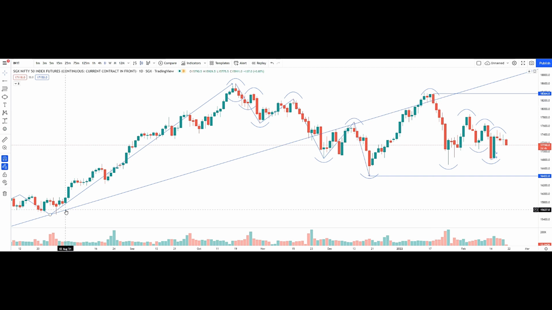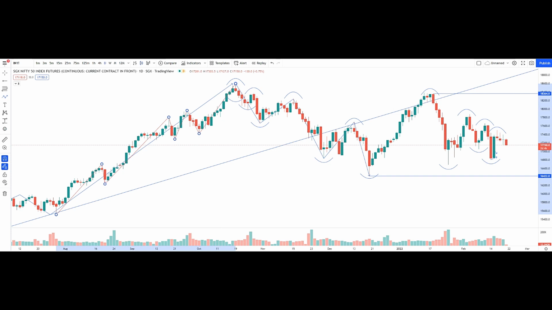For an uptrend, it forms higher high and higher low. Here we can see this is a low, then it has formed a high, this is a low, this is a higher low than this low, then price increased and formed a higher high, then formed a higher low, again higher high, higher low, higher high. So this is an uptrend.